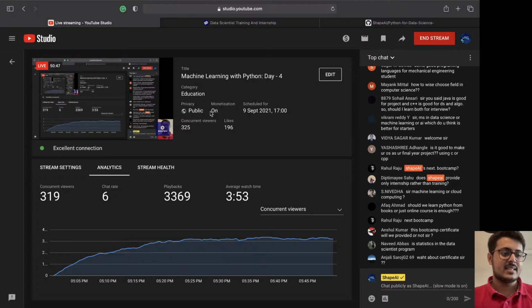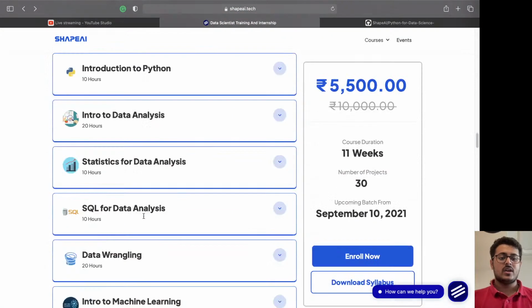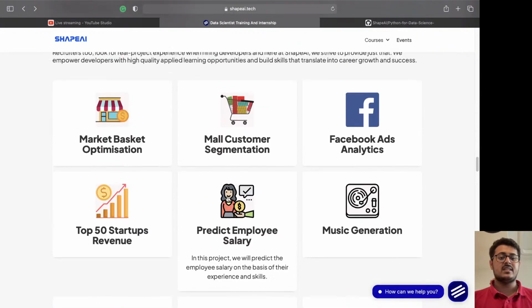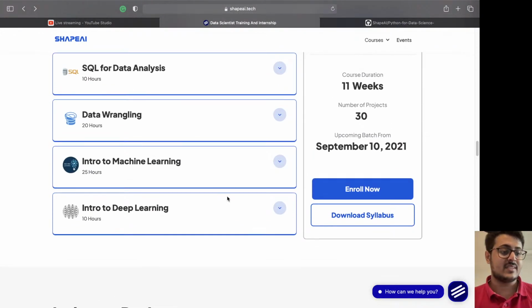Is statistics in the data scientist program? Yes, statistics is there in the data scientist program. All the syllabus that I was talking about is the entire syllabus, and the projects as well are done in the entire data scientist training and internship program. Which college is best for MCA with data science? I have no clue about that, but I will surely let you know whenever I have some knowledge about MCA.